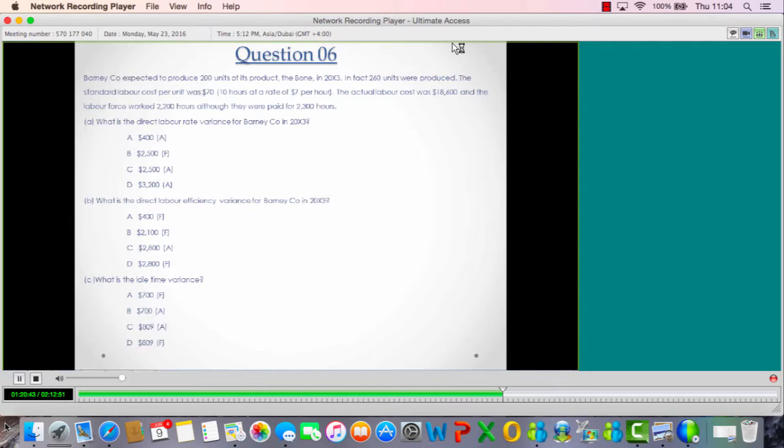It should be for the direct labor hours. Okay, we are going to calculate the rate variance for the labor hours worked. That is, we are going to multiply our actual labor hours by the difference between the standard rate and the actual labor rate. That is what is called labor rate variance. You should know these definitions, okay?